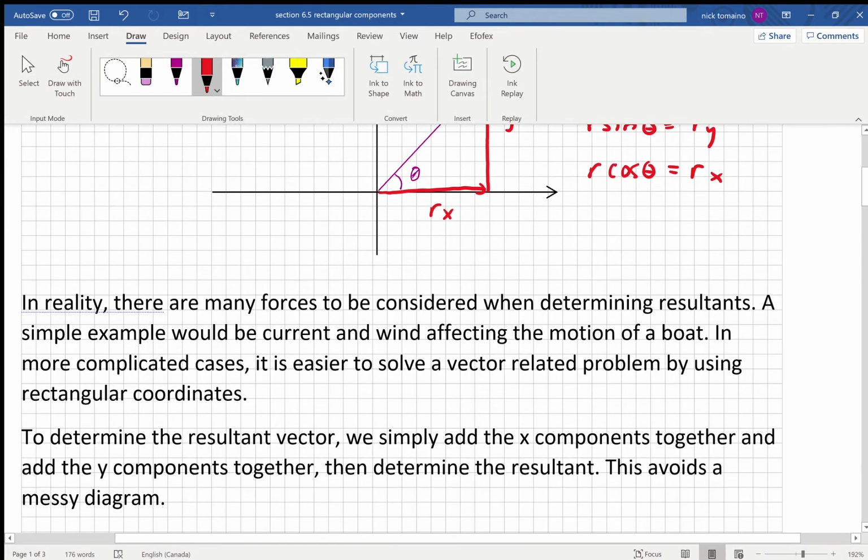So in reality, there are many forces to be considered when determining resultants. A simple example would be current and wind affecting the motion of a boat. In more complicated cases, it is easier to solve a vector-related problem by using rectangular coordinates. To determine the resultant vector, we simply add the x components together and the y components together, then determine the resultant. And this avoids a messy diagram if you have more than two vectors.